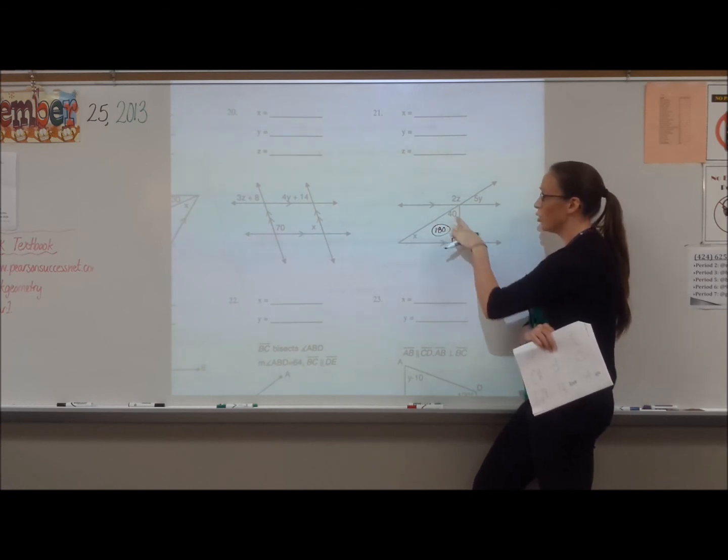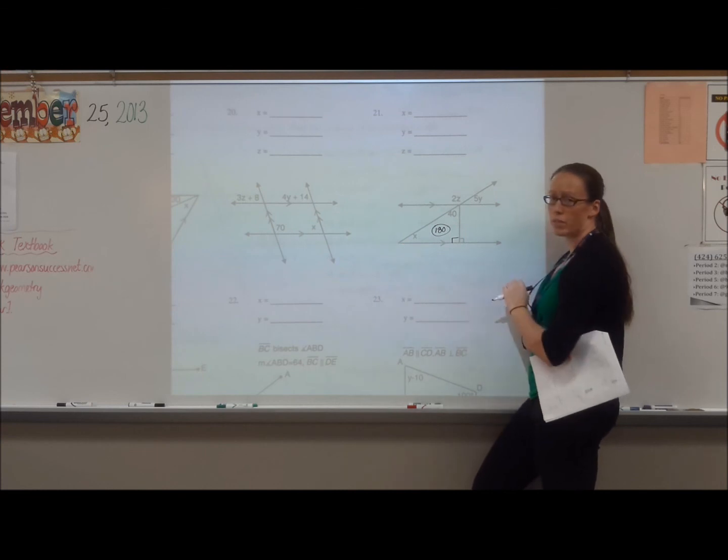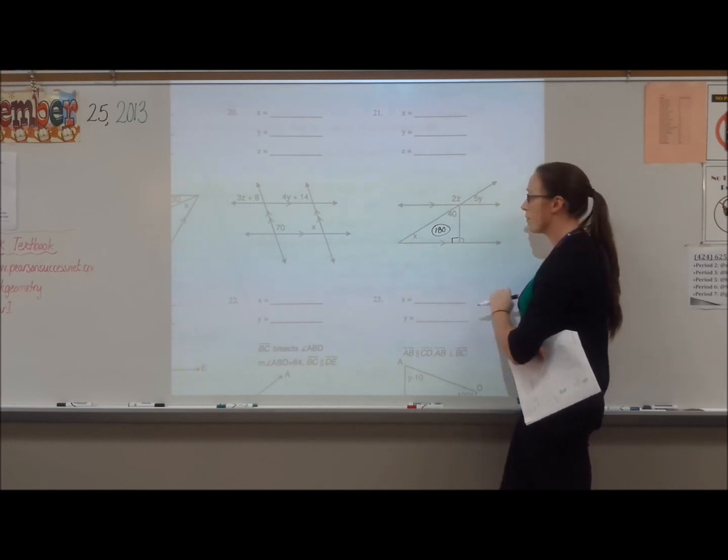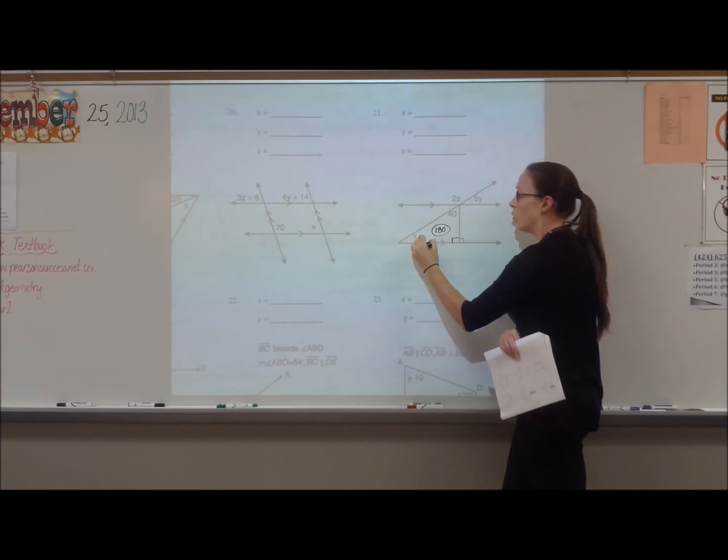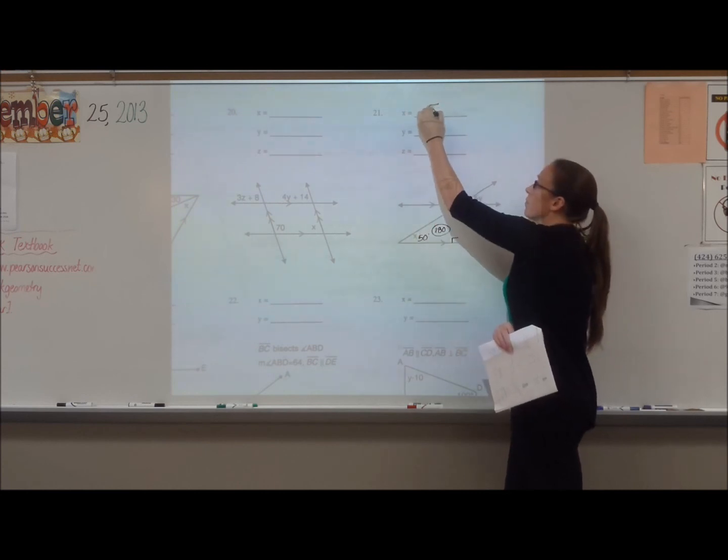If you know 90 and you know 40, can you determine that x value? Yes, we can. We've got 130. What's that remaining jump to get to 180? We're looking at 50 degrees.